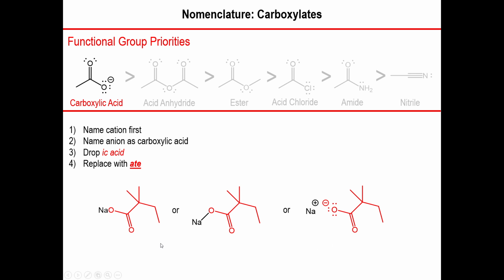So as I was saying, you name first the cation, which is sodium, and then you name the anion. And you have to do the same thing as we did before. You look for the longest chain that contains the carboxylic acid. So this is 1, 2, 3, and 4. So it looks like butanoic acid. And then you have two methyls at position 2. So this is looking like 2,2-dimethylbutanoic acid. And simply, the -ic acid is dropped and replaced with -ate. So instead of saying butanoic acid, now you say butanoate. So altogether, this is sodium 2,2-dimethylbutanoate.